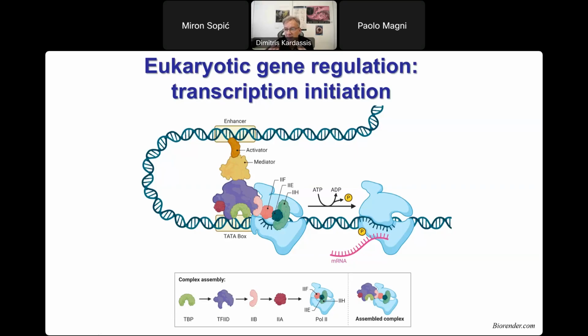And there are many techniques which are very useful in order to characterize these interactions. In my lecture, I will focus mainly on protein-DNA interactions. There are many techniques for protein-protein interactions. I don't have time to cover these methodologies. I just briefly mention one, which is the yeast two-hybrid system to identify protein-protein interactions.